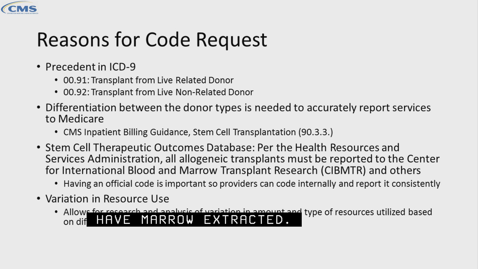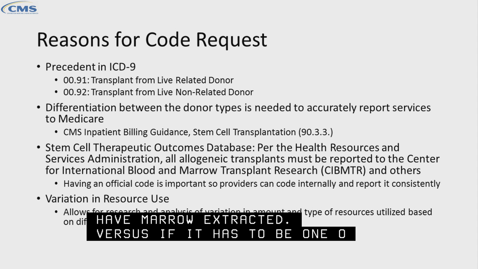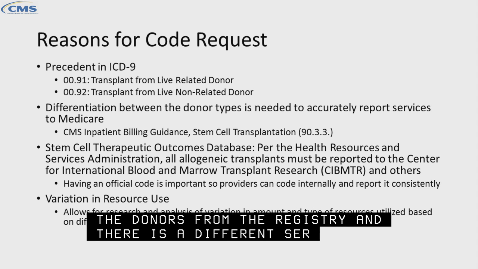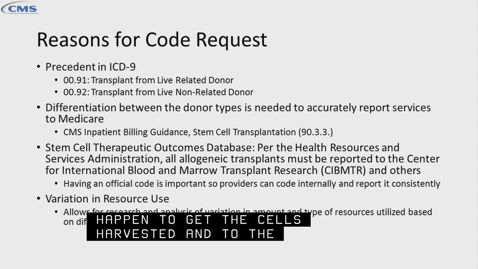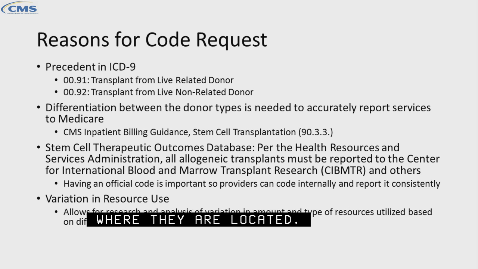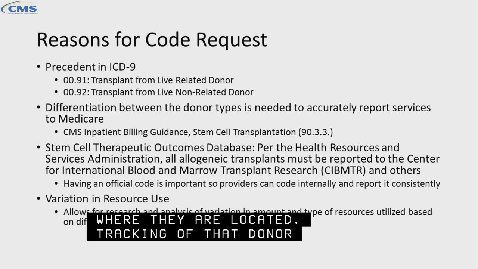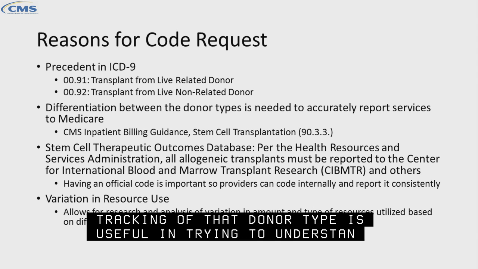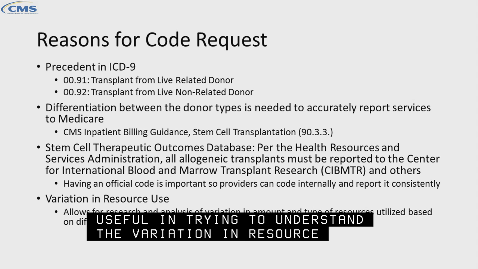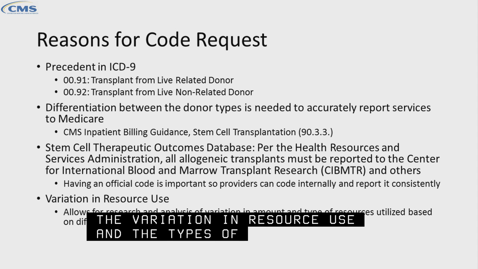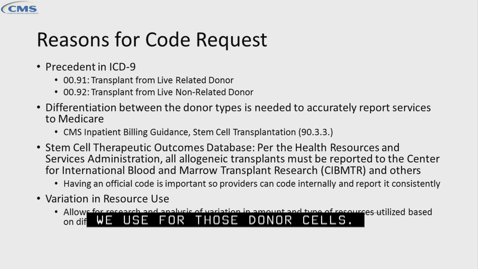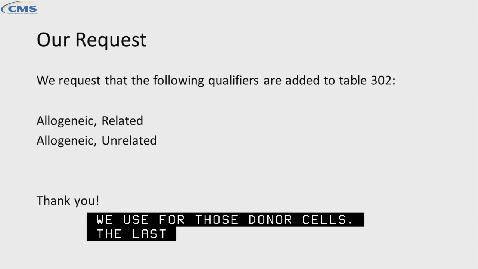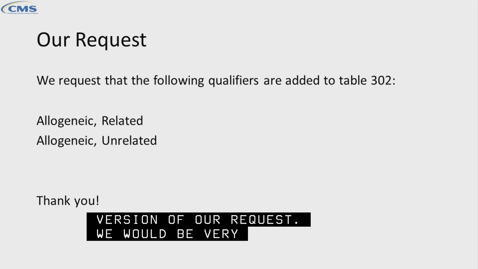And there's a different series of logistics and events that has to happen to get those cells harvested and to the patient where they're located. So tracking of that donor type is also useful in trying to understand the variation in resource use and the types of resources that we use for those donor cells. And then the last cell is just a very simple version of our request: we would be very appreciative if there was a way to differentiate between those donor types in the ICD-10 coding system.